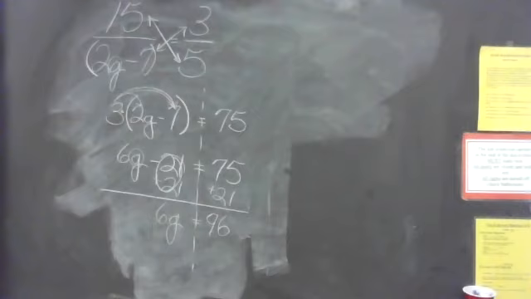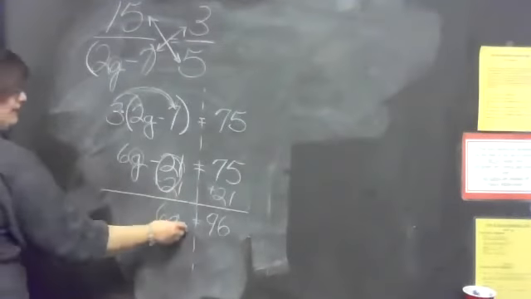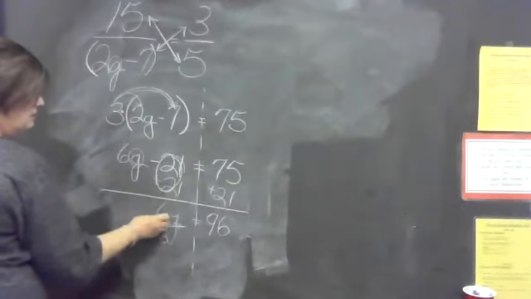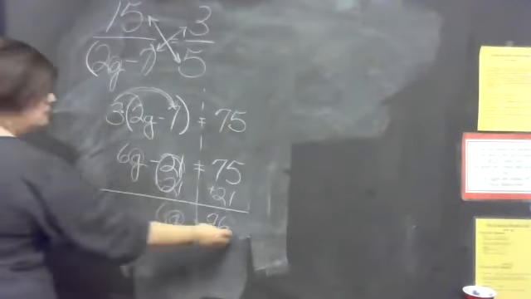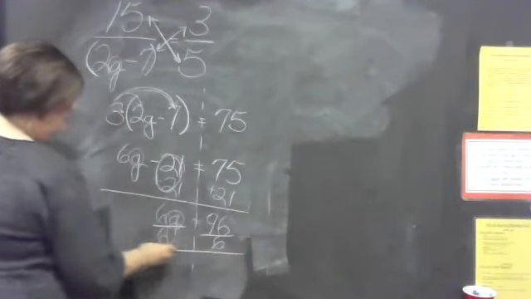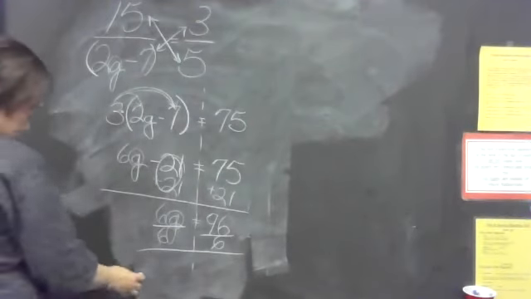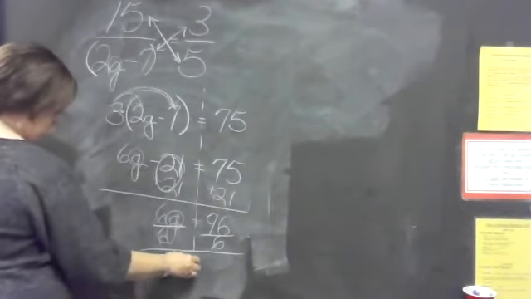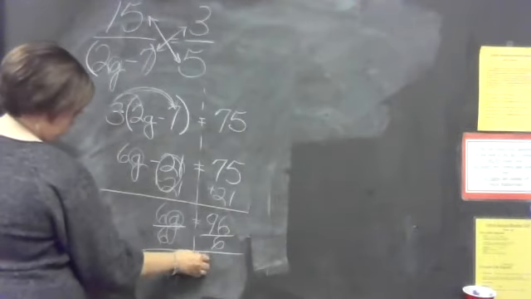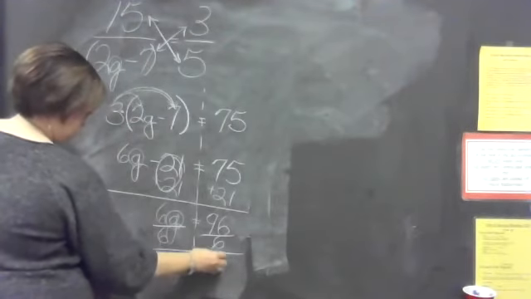Mary, you're the only one I hadn't heard from. What do I do now? Go, Mary, do it. Divide by 6. So we're going to divide both sides by 6 because there's the variable. Divide by 6. And so we have G is equal to 16.